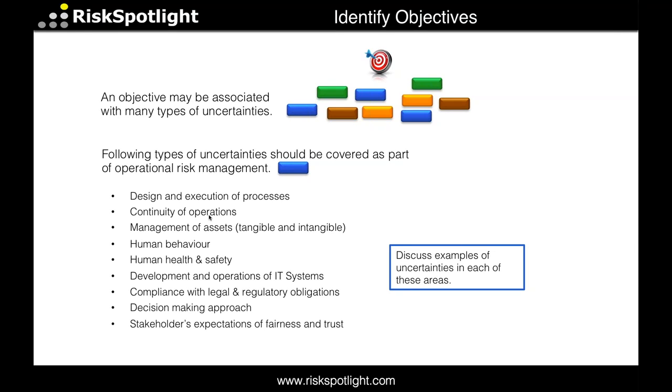And then the last one is stakeholders' expectations of fairness and trust. This is where certain stakeholders expect a level of fairness and a level of trust from our organization. What could be examples of uncertainties where we may break that expectation? Lack of transparency, that's a good one. If you're announcing a mass redundancy, you don't want to just suddenly announce it one Monday morning. There needs to be an element of process so employees know why those mass redundancies are being announced. There could also be a lack of communication.